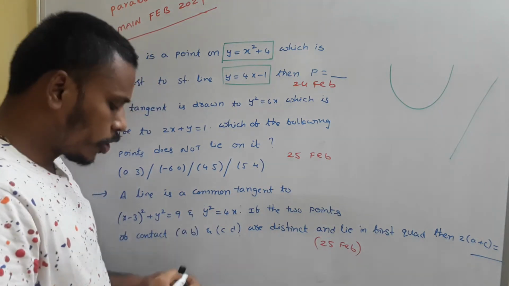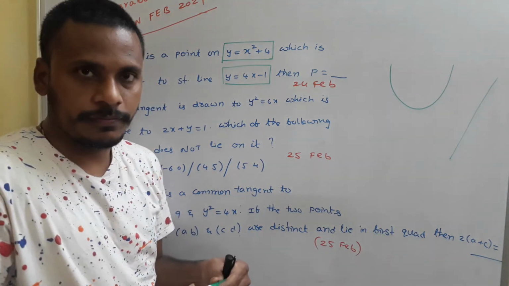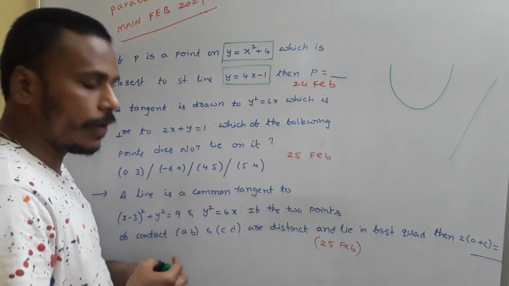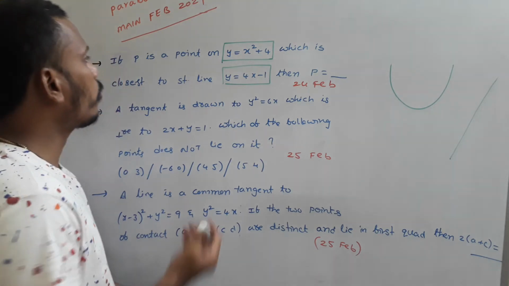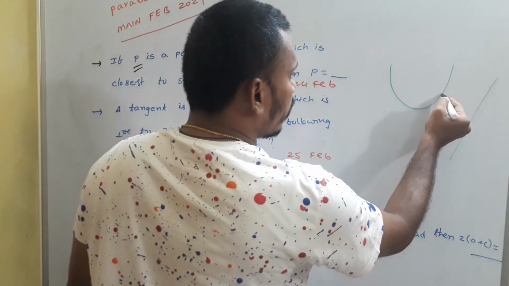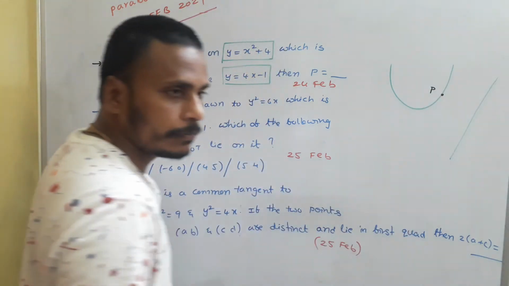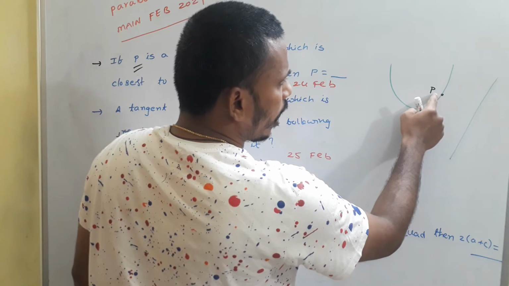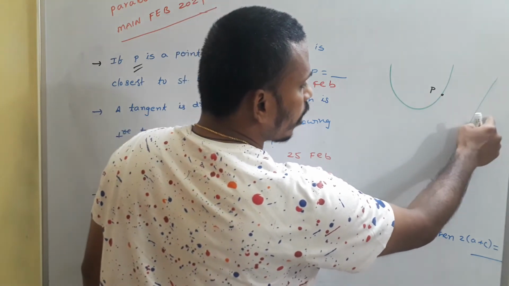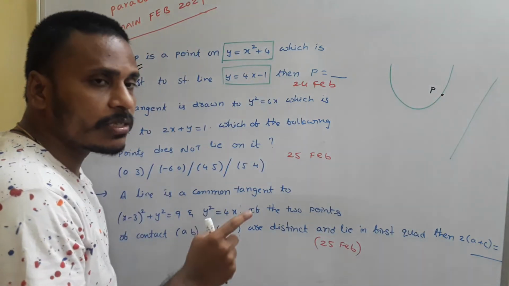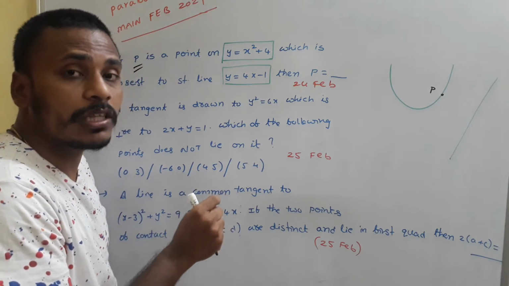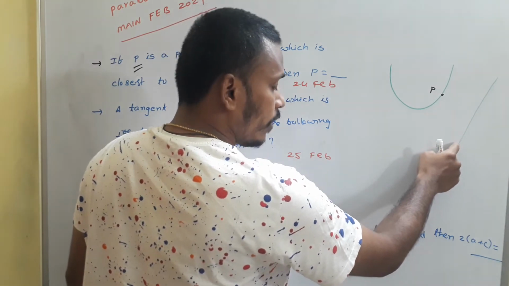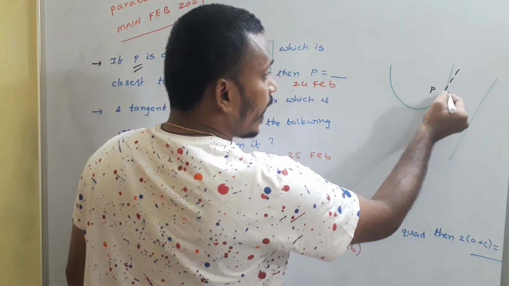See, the shortest distance from a line to a curve always occurs along the normal. This is a bit related to the applications of derivatives. Suppose our required point P is somewhere here. Then for sure the normal at P is also perpendicular to the line. The shortest distance is always possible along the common normal, that means a line which is perpendicular to this given line as well as tangent at P.